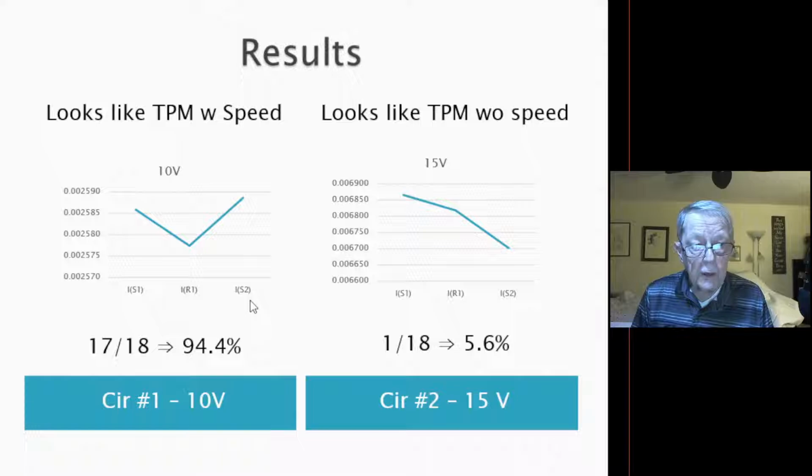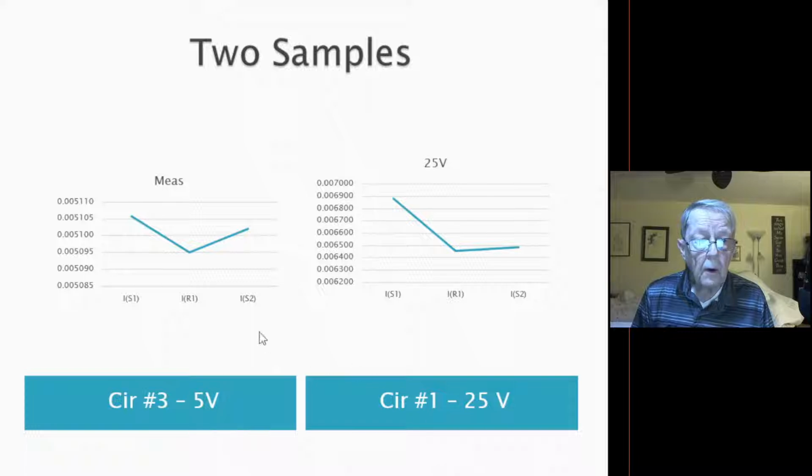Now, these are two specific examples here. This is circuit 1 at 10 volts. So this is circuit 2 at 15 volts. I call that the failure in a sense because I only got 94% correlation. I'm going to show you 4 more. Here's circuit 3 at 5 volts, circuit 1 at 25 volts. And you can see they're V-shaped, but they're different.